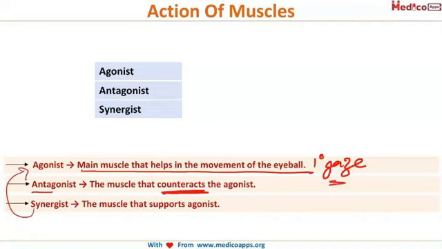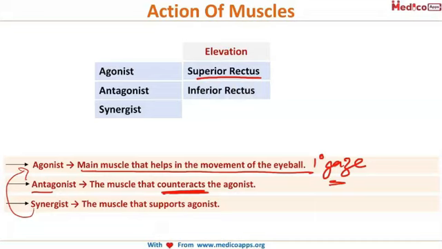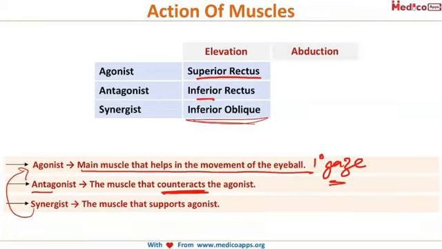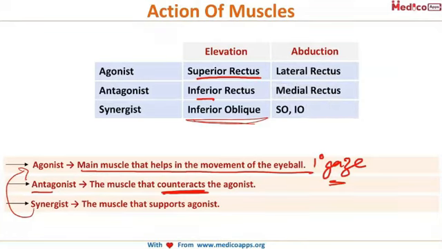So let's take an example. For elevation, the agonist, you can understand by the name, will be superior rectus, and antagonist obviously will be inferior rectus, and synergist will be your inferior oblique. And for abduction, the agonist will obviously be lateral rectus, the antagonist is medial rectus, and the synergists are two, superior oblique and inferior oblique.